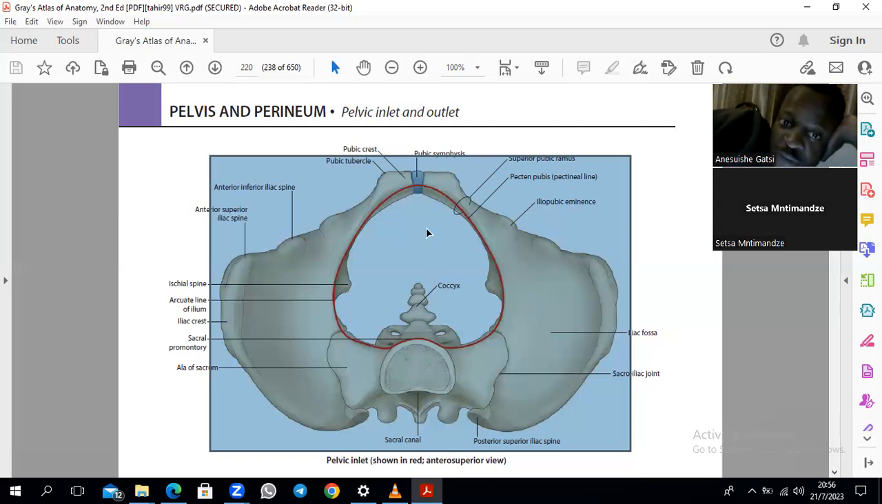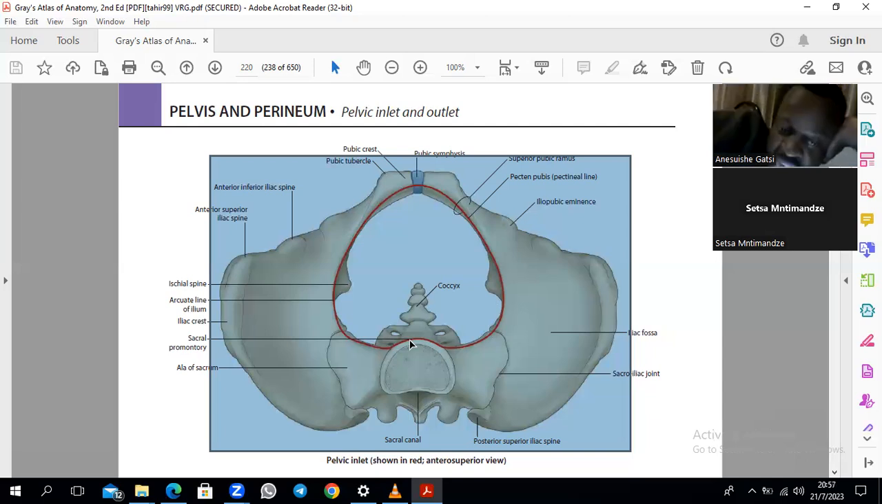So this is the pelvic inlet. The boundaries, anteriorly, there is the symphysis pubis. Laterally here, there is this iliopectineal line. Then posteriorly, there is the sacral promontory or S1. So anteriorly, there is the symphysis pubis. Laterally, there is the iliopectineal lines. Then posteriorly, there is the sacral promontory.